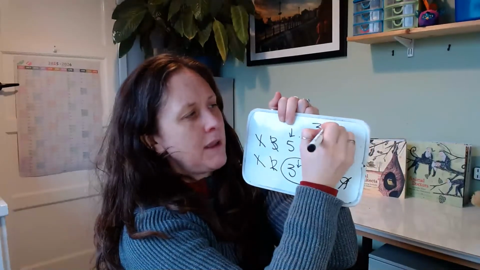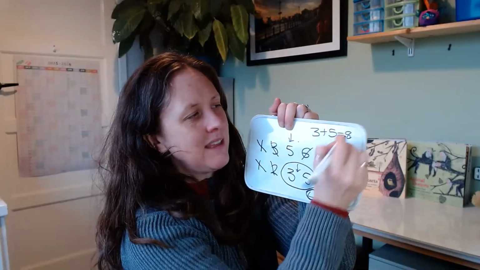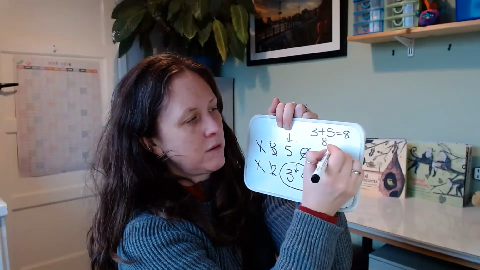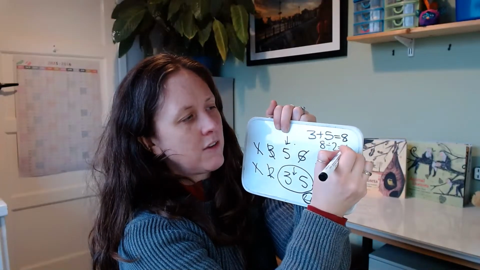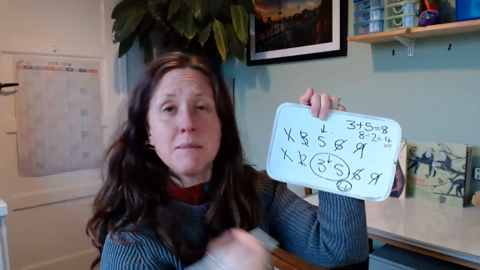So I could do 3 plus 5, which gives me 8. And then I take that 8 and halve it. So I do 8 divided by 2, which gives me 4, which is our median. So if we've got 2 numbers in the middle, you have to find halfway between those 2 numbers in order to find the median. We also need to make sure these numbers are in order to be able to do this.